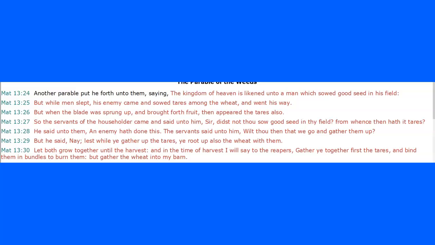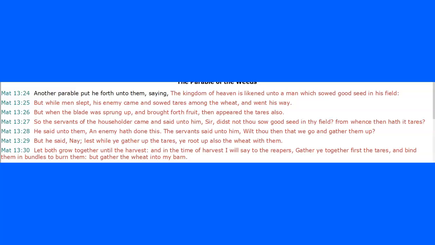"But when the blade was sprung up and brought forth fruit, then appeared the tares also." So the first tare was Cain. His father was Satan. And there comes the Kenite bloodline, which means sons of Cain. Christ called them, "You are sons of the serpent." Remember that? Cain was the first tare. You had the wheat of Abel and the tare of Cain.